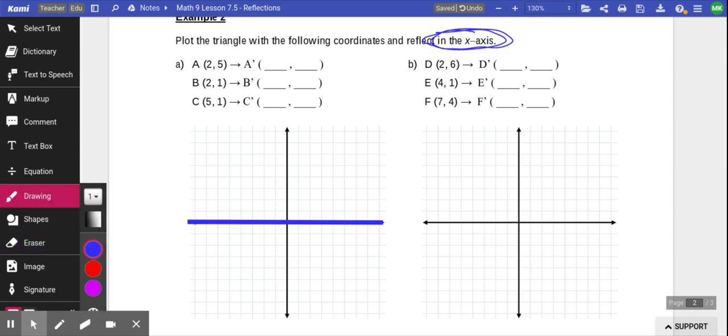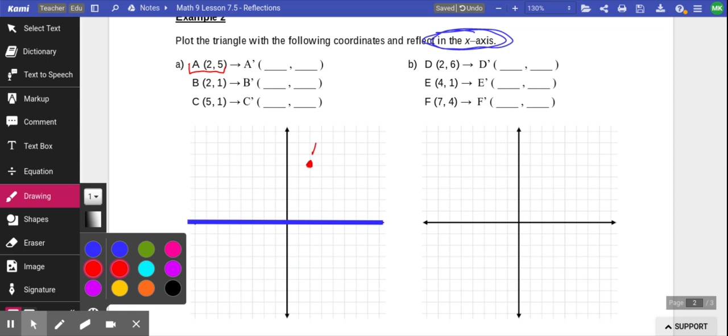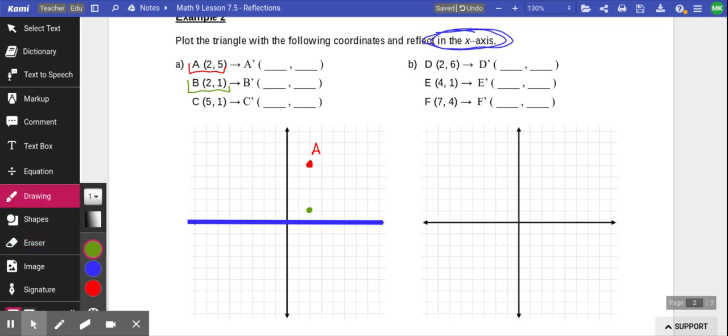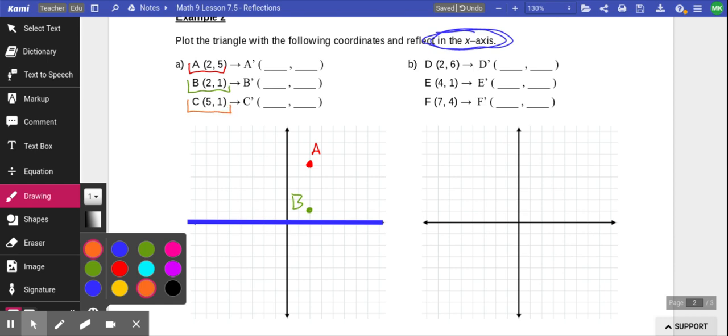Beautiful. We're going to do the same thing. We're going to plot our points. We'll start with point A. It's at 2, 5. So that means 2 to the right, 5 up. 1, 2, 3, 4, 5. Point A is right there. Point B is at 2, 1. So that's 1, 2, and then 1. Point B is right there. And point C, actually, I'm going to just move point B to the other side. There you go. Point C is at 5, 1. So 5 to the right, 1, 2, 3, 4, 5, and then 1 up. Point C is right there.